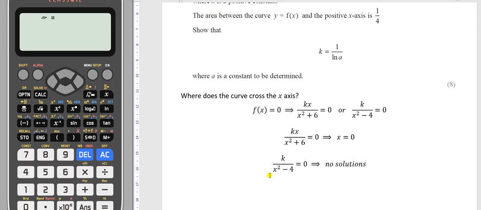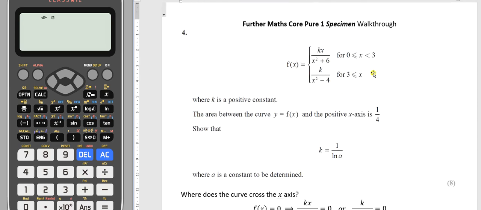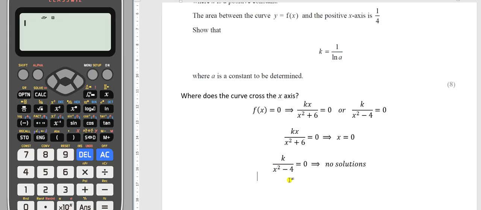Well, for that, we need to think about the long-term behavior of this part of the function. As x increases without limit, what happens to k over x squared minus 4? Well, x squared gets bigger and bigger pretty quickly, and even if you take away 4, it's still going to continue to get bigger and bigger and bigger. K is fixed. K is just a constant of some sort, so you have a constant divided by an ever larger number. So what we should notice here is that k over x squared minus 4 is approaching 0 as x increases without limit. In other words, as x approaches positive infinity.